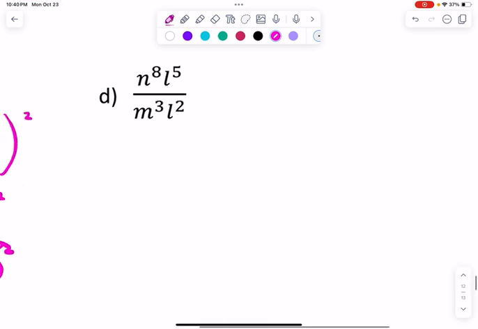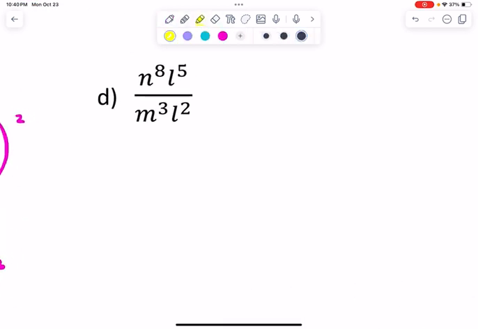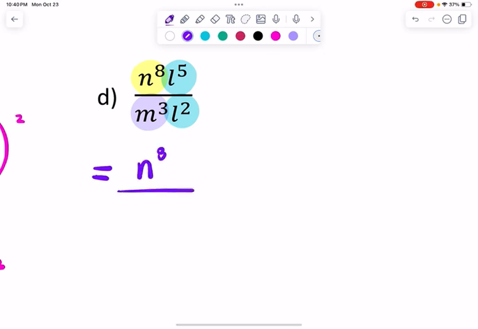All right, question D. When I'm taking a look at question D, I'm really liking this color coding thing, so I'm going to roll with it. I'm only going with powers that have that same base. If I don't have powers with the same base, I am going to leave them alone exactly where they were before. So no matter what I do in that answer, that n to the power of 8 was in the numerator, it's going to stay there. And that m to the power of 3 was in the denominator, it is going to stay there. Now my l's are to the power of 5 at the top, 2 at the bottom. I subtract those exponents when I divide powers with the same base to give me l to the 3.